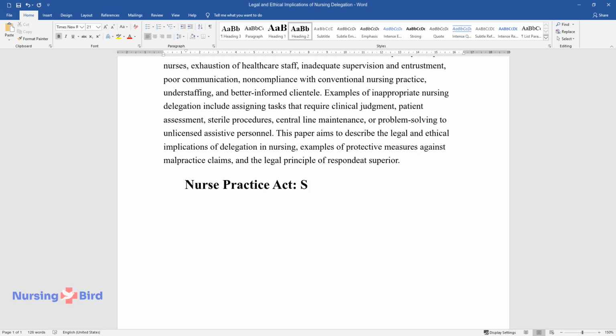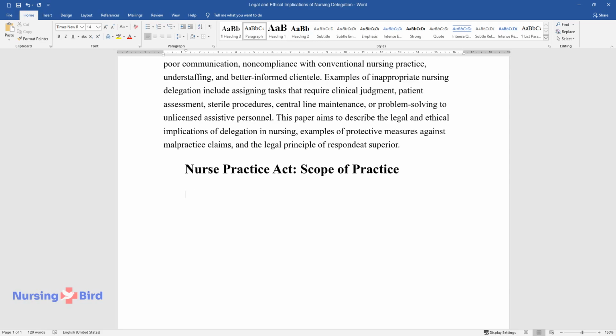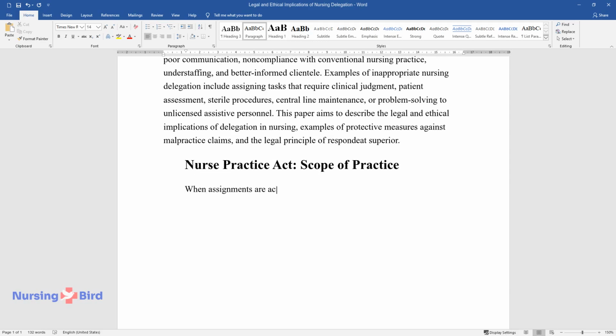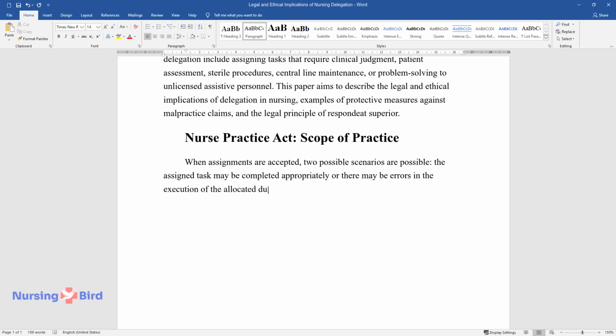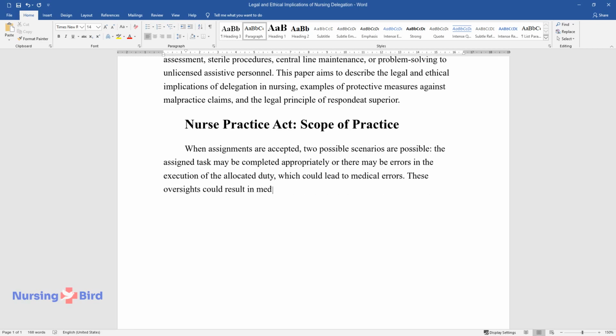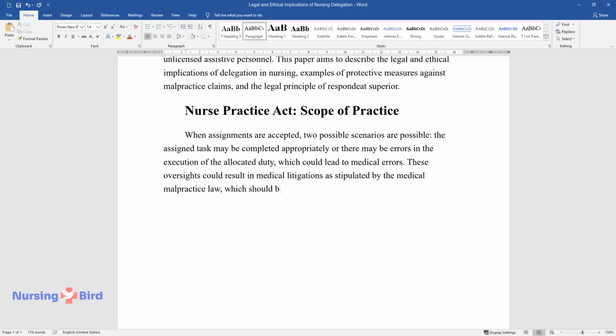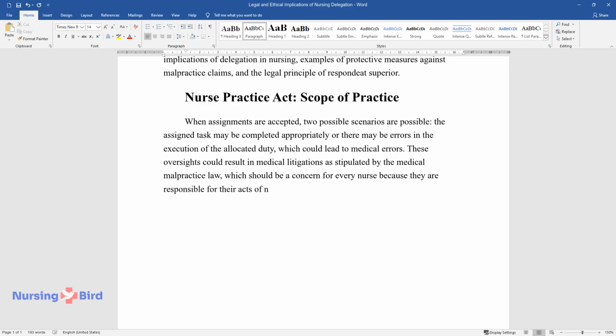Nurse Practice Act, Scope of Practice. When assignments are accepted, two scenarios are possible. The assigned task may be completed appropriately, or there may be errors in the execution of the allocated duty, which could lead to medical errors. These oversights could result in medical litigation as stipulated by the medical malpractice law, which should be a concern for every nurse because they are responsible for their acts of negligence.